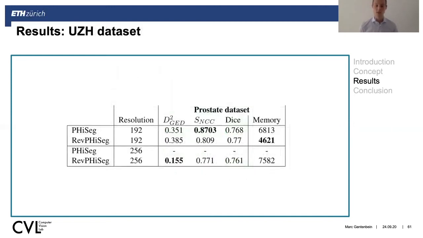For the UCH dataset, we can observe a similar phenomenon. We have a better generalized energy distance and a better normalized cross correlation. Here, the DICE scores are about even. There's a slight difference, but not by much. And the memory consumption is also around 30% lower. What is interesting to note here is that the higher resolution we processed with the reversible PHiSeg was much better. And we weren't able to repeat the experiment with PHiSeg due to memory constraints. So with PHiSeg, we ran out of memory for this architecture.